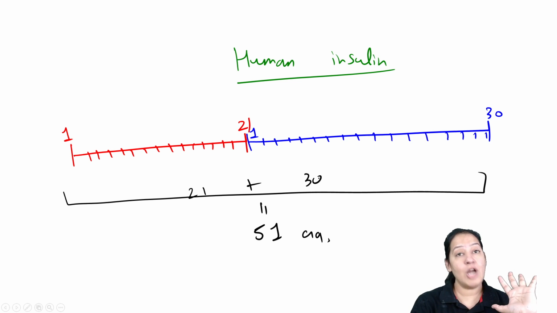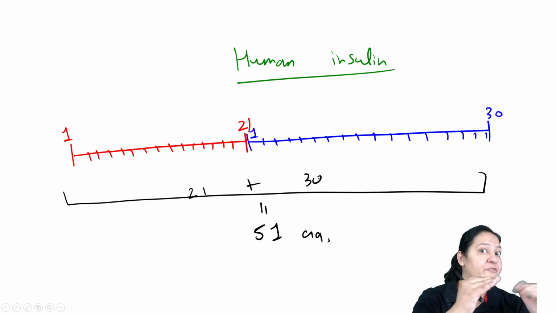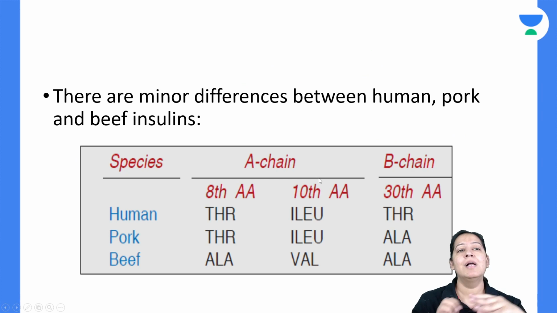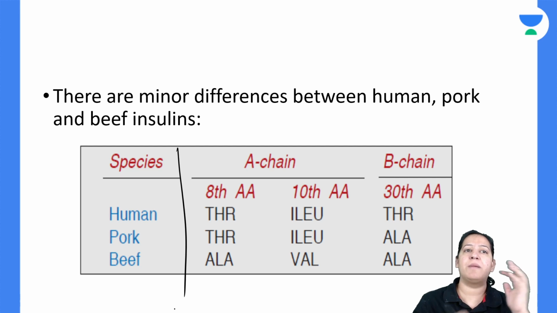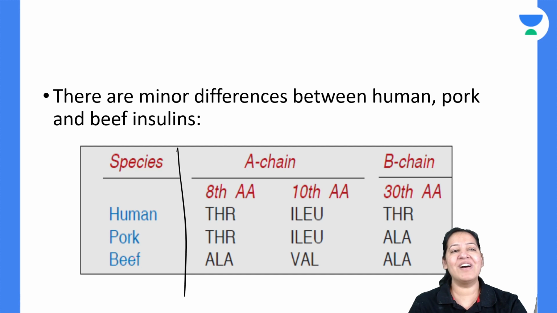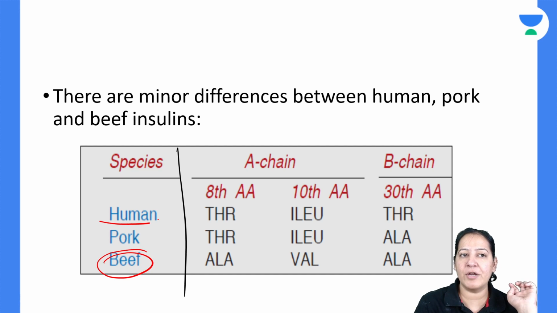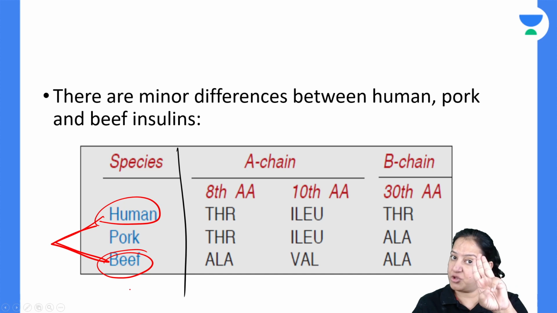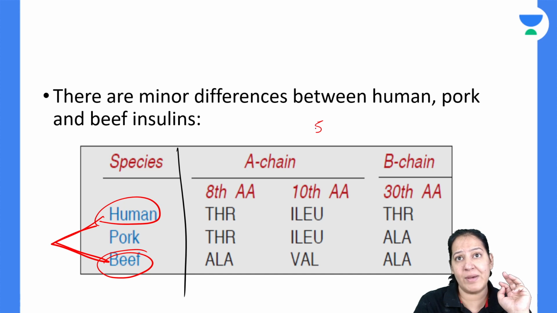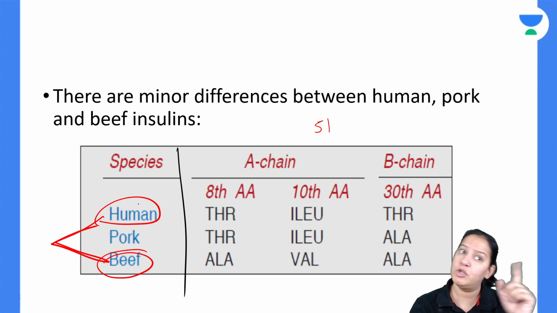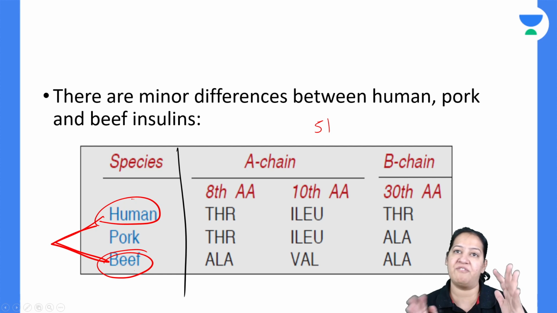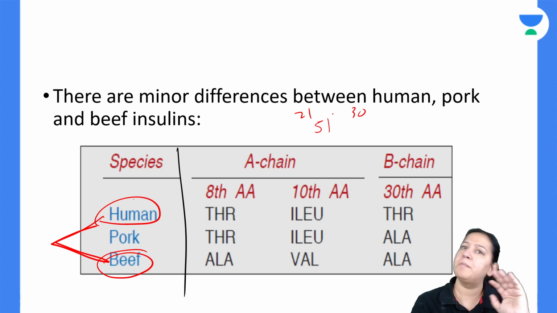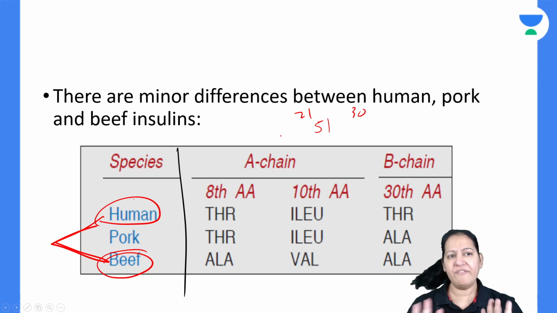Please learn it. Now understand the difference between beef, pork and human. You can see this table, the beautiful table in front of you. Let me first talk about beef insulin as compared to human. Compare these two, don't look at the pork. Beef insulin differs from human insulin in 3 amino acids. Beef also has a total of 51 amino acids, and human also has 51. Human and beef both have an alpha chain of 21 and a beta chain of 30. Both have this configuration, total 51 in both.